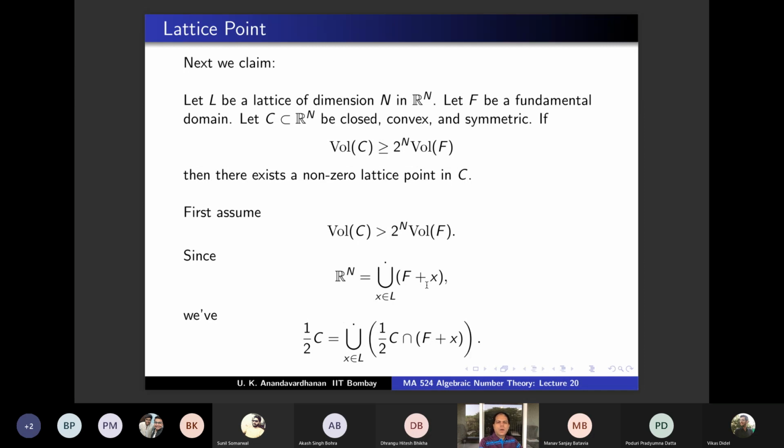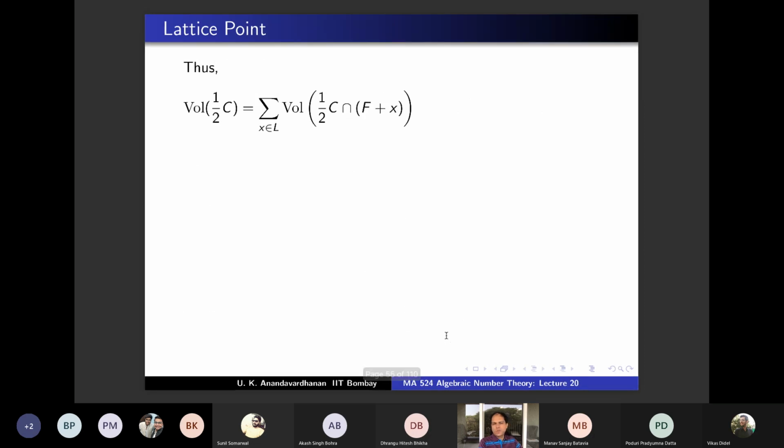Now, because it's a disjoint union, this is a measurable set. You can take the usual Lebesgue measure, which is translation invariant. What will be the measure of this? The volume of this will be the summation of the volume of these sets, right? Over a disjoint union, the sum is additive. So volume of half C is the summation of volume of this set. But what is the volume of this set? Because of translation invariance, it is the volume of half C minus X intersection F.